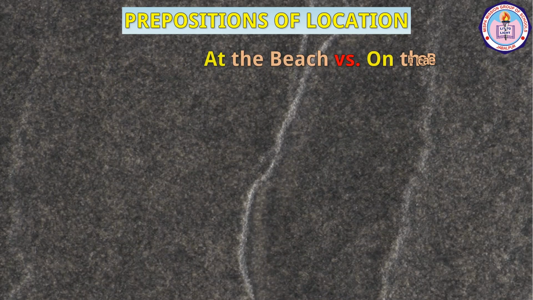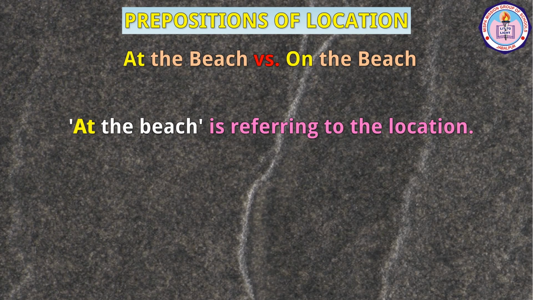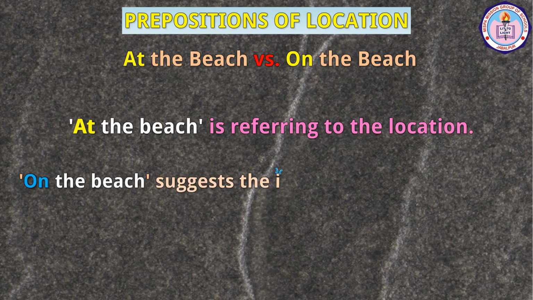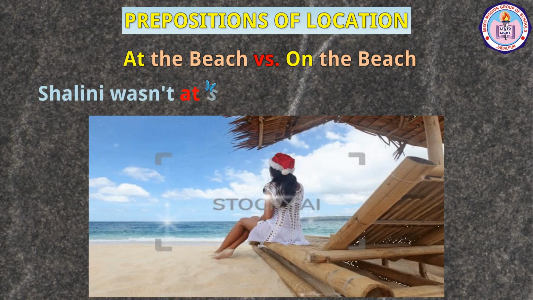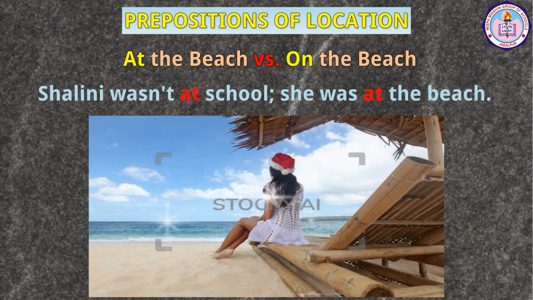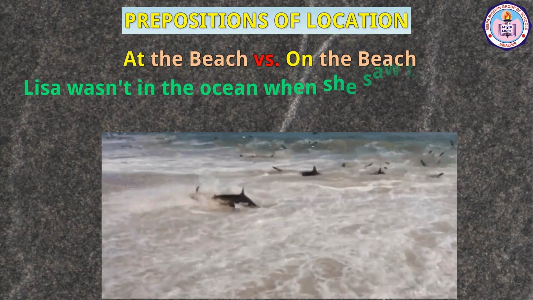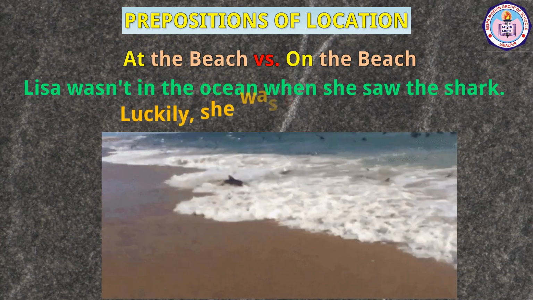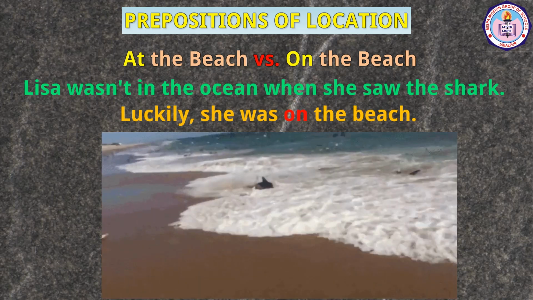At the beach versus on the beach. As described above, you must remember the meanings of the prepositions. At the beach is referring to the location. On the beach suggests the idea of being on the shore. Examples. Shalini wasn't at school. She was at the beach. Here, Shalini is at the locations of school and beach. Lisa wasn't in the ocean when she saw the shark. Luckily, she was on the beach. Here, Lisa was on the sand of the beach.